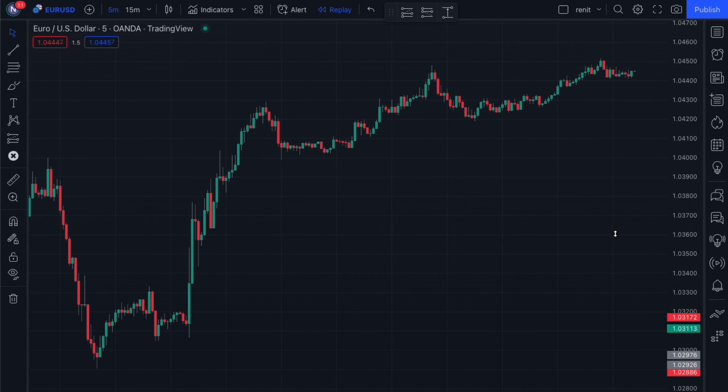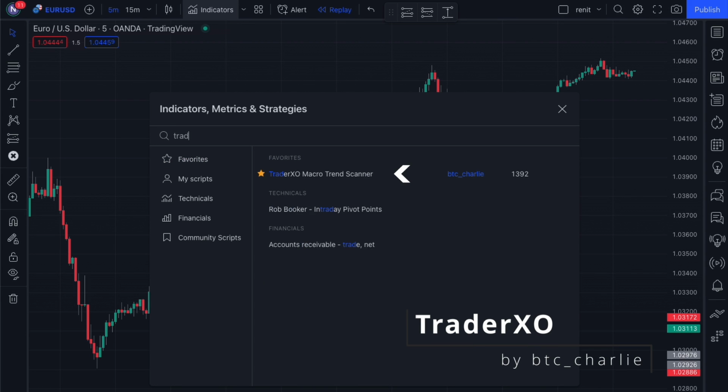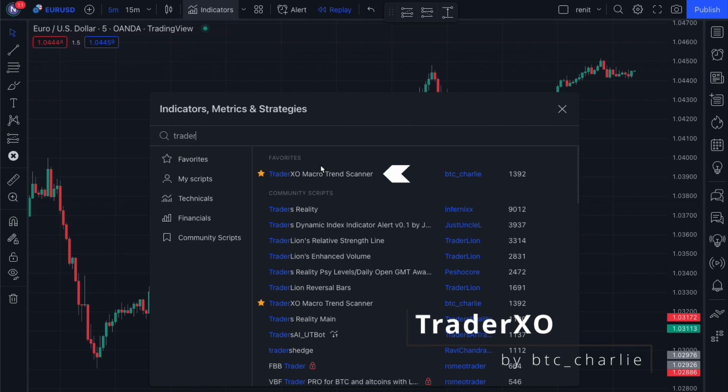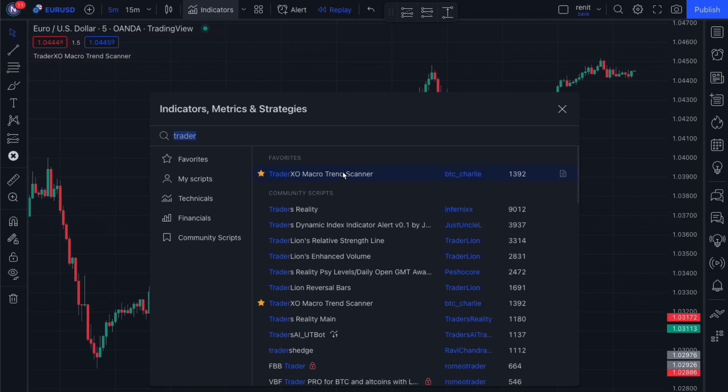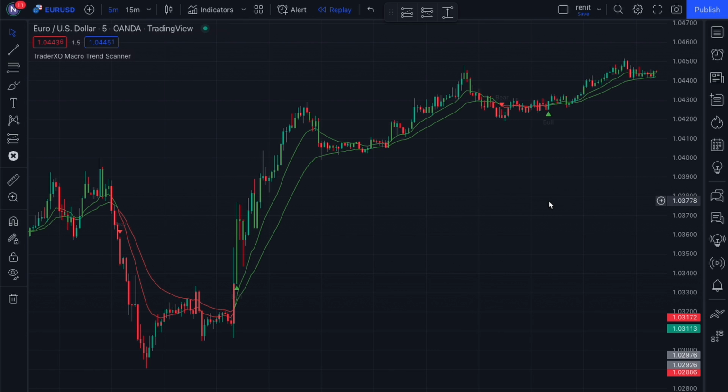Now it is time to add our indicators. We're going to be using a total of 2 indicators from TradingView, which are of course both free. Alright, let's apply the first one. So navigating to the top of your chart, select the indicators tab. Then search for TraderXO Macro Trend Scanner. I've been using this indicator a lot recently and I still can't get enough of it. I'm developing more and more strategies with it and it's proving itself time after time.